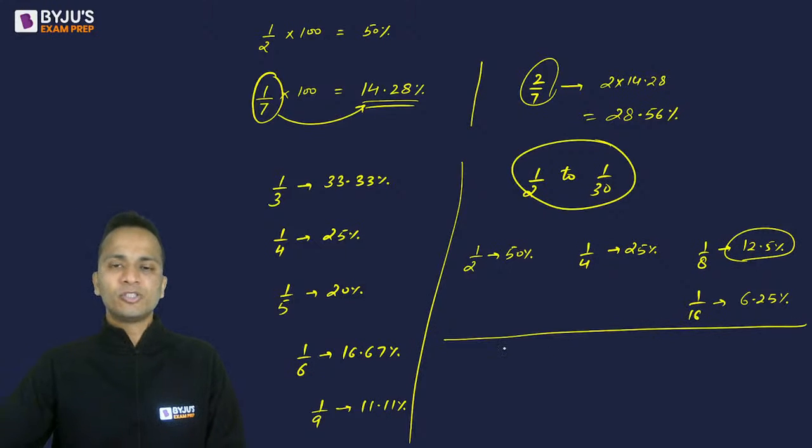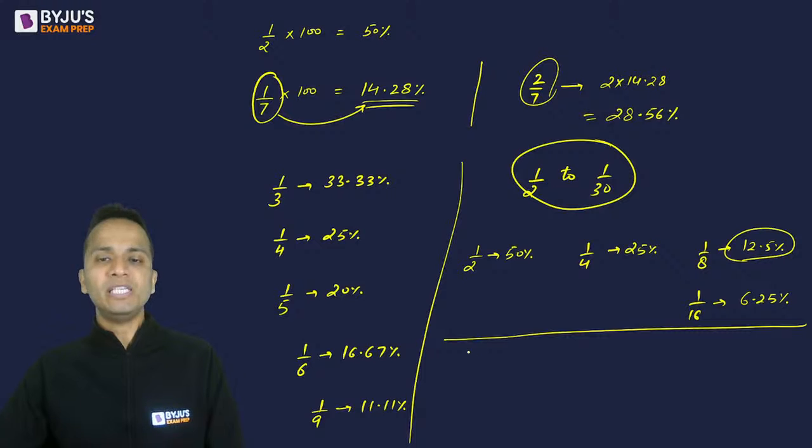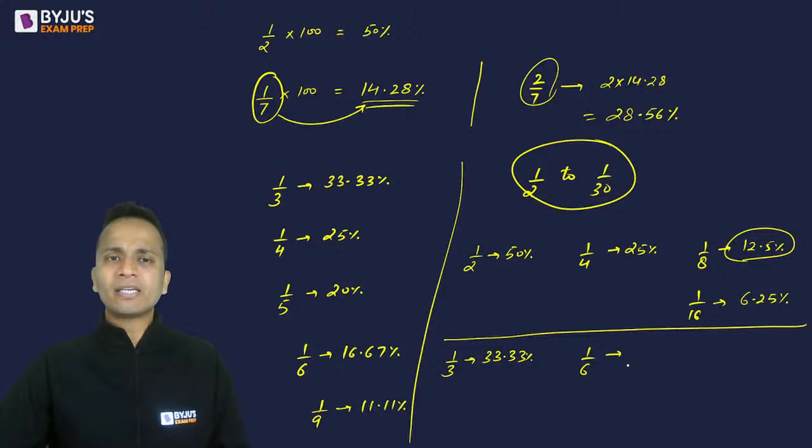All right. So likewise, you can establish a certain relation between these fractions. So if I start with 1 by 3, which is 33.33 percentage. So 1 by 6, you don't have to remember independently. So initially you can use this thing that I'm telling you. With due practice, you will remember all these fractions.